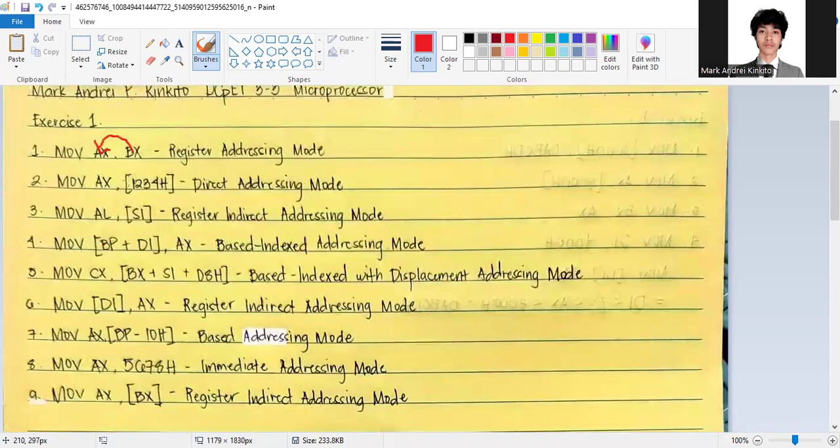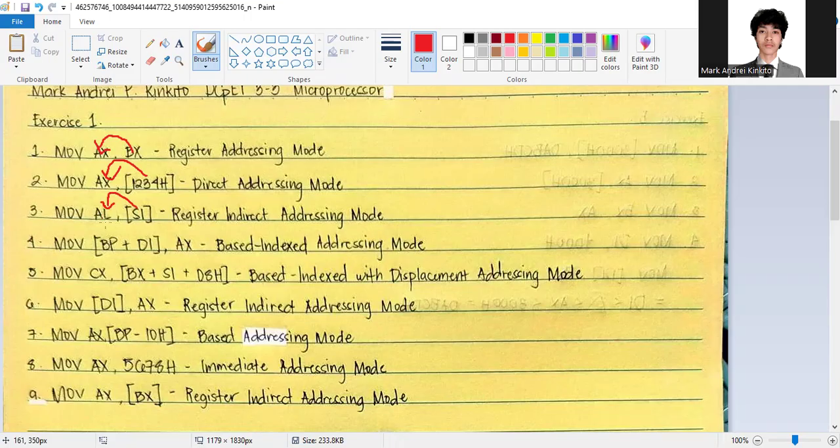Next is direct addressing mode. So we have here an address which is 1234H, and it will be stored in register AX. So it's a direct addressing mode. Next one is register indirect addressing mode. So instead of an address, we use a register storing an address.